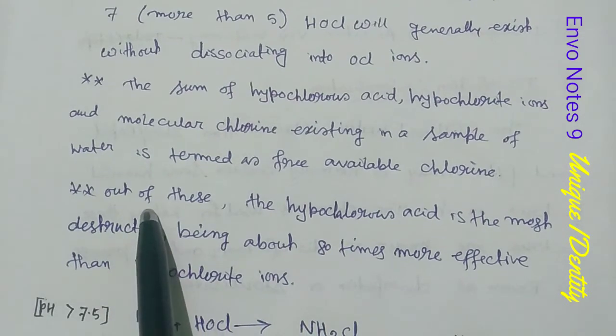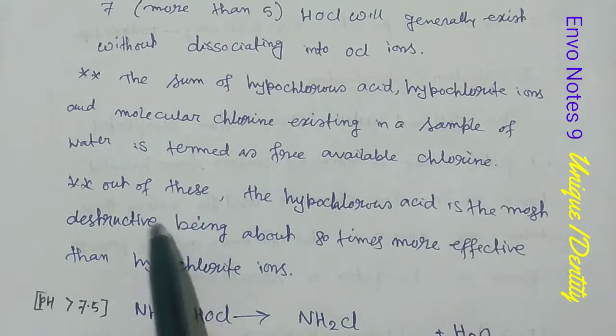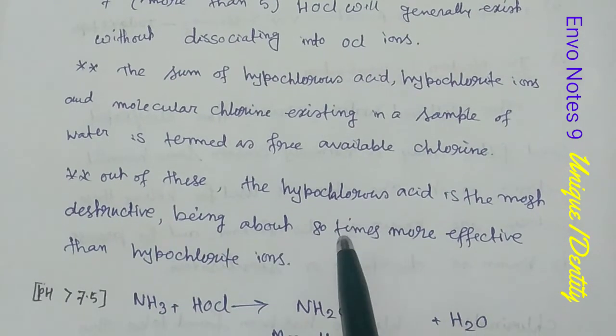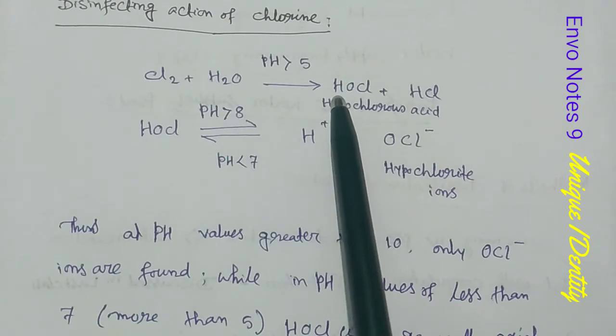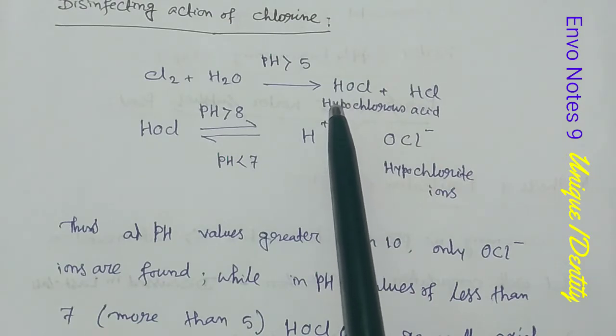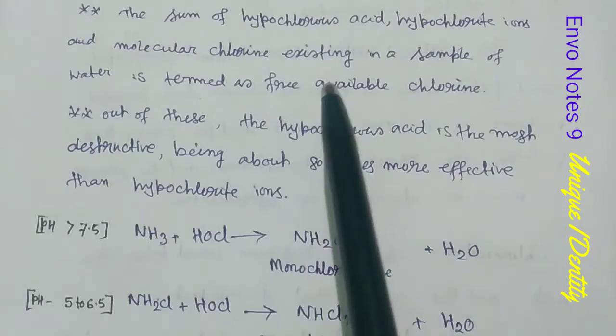The second one-liner is very important. Out of these, hypochlorous acid is the most destructive, being about 80 times more effective than hypochlorite ion. So hypochlorous acid is about 80 times more effective in destroying bacteria than hypochlorite ion. Just remember it and note it down.